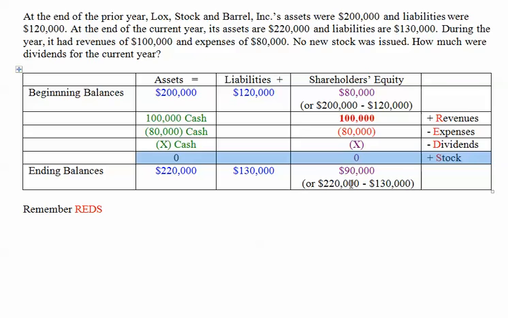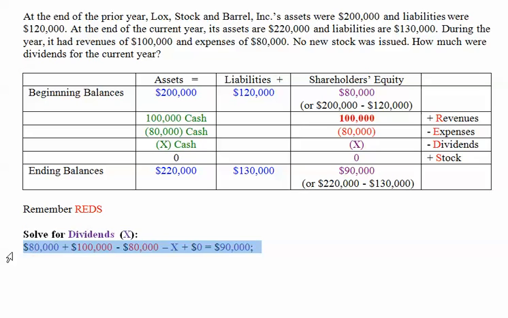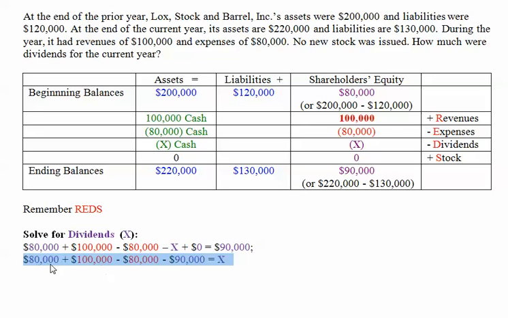I know it's vertical here. I solve better horizontally, so I'm going to take that shareholders' equity and solve for dividends by taking my beginning shareholders' equity plus my revenues minus my expenses, which is your net income, $20,000, minus my dividends plus no new stock has to equal my ending shareholders' equity. Solve for X by adding X to both sides. So you can see I've rearranged the formula, and I will get dividends of 10,000.